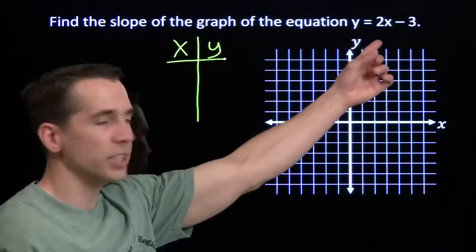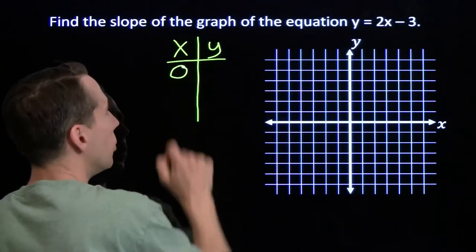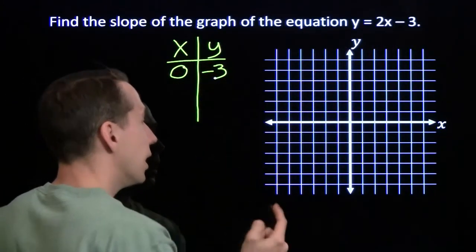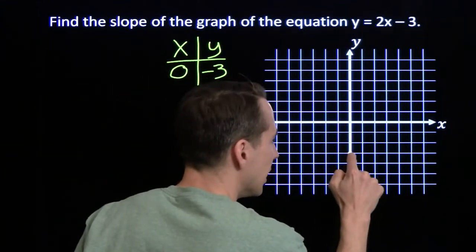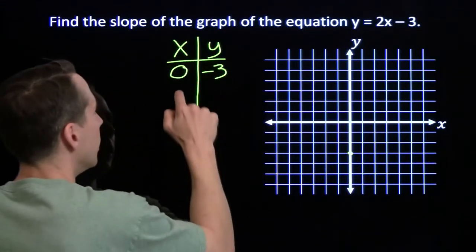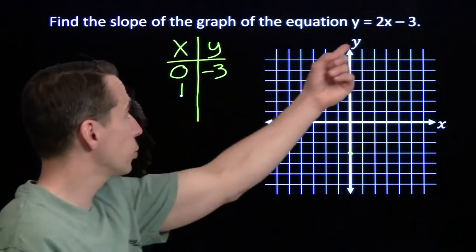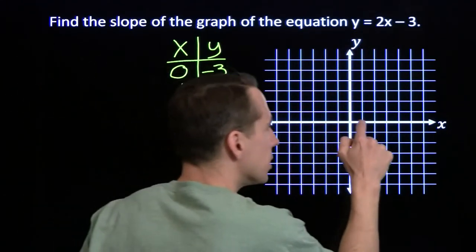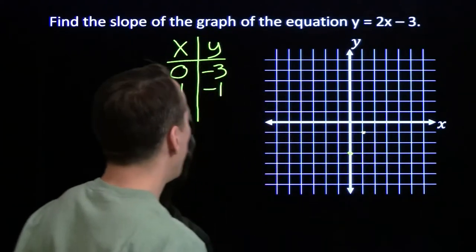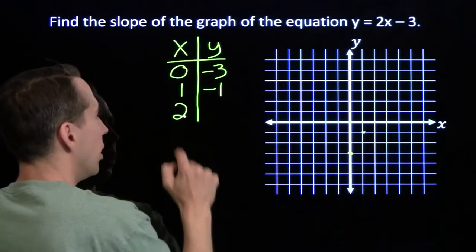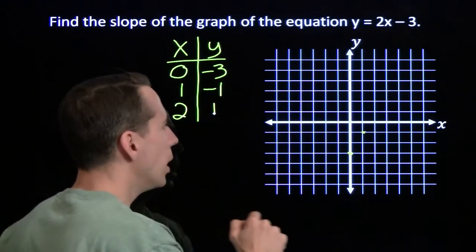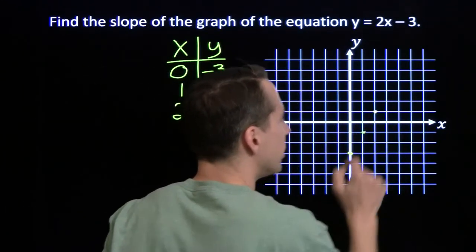If I put in x equals 0 over here, we'll get y is 0 minus 3. That gives me negative 3. That tells me the point 0, negative 3 is on the line. Now if I put in x equals 1, I'll get y is 2 minus 3. That's negative 1. It tells me the point 1, negative 1 is on the line. Now if I put in x equals 2, 2 times 2 is 4, minus 3, that gives me 1. So the point 2, 1 is on the line.